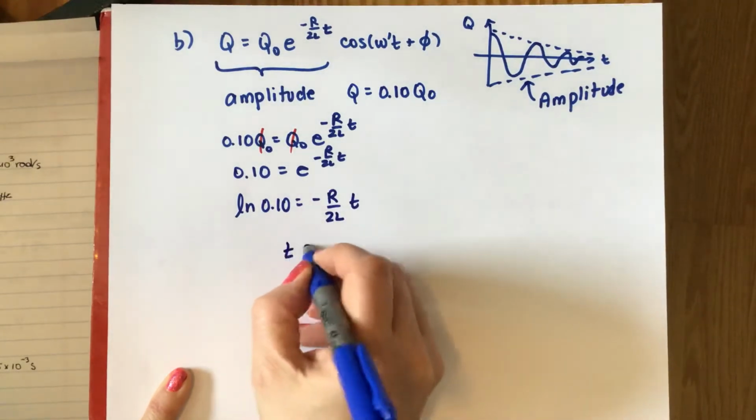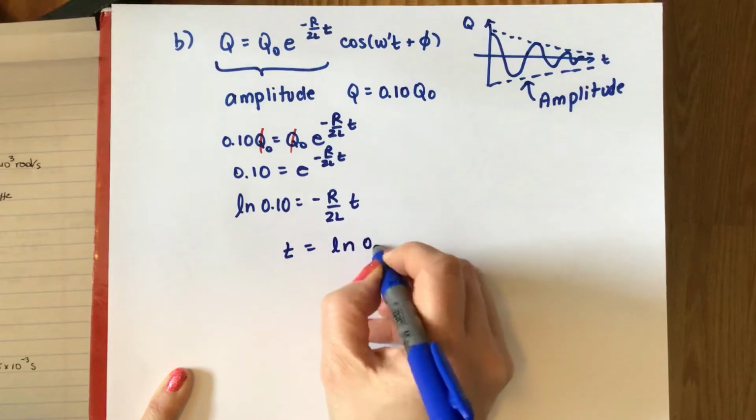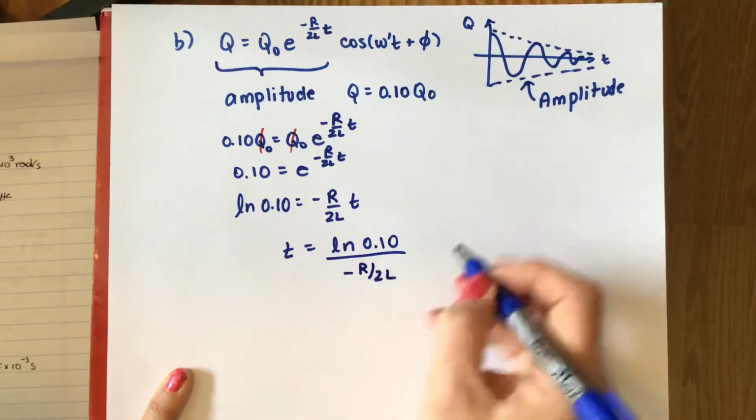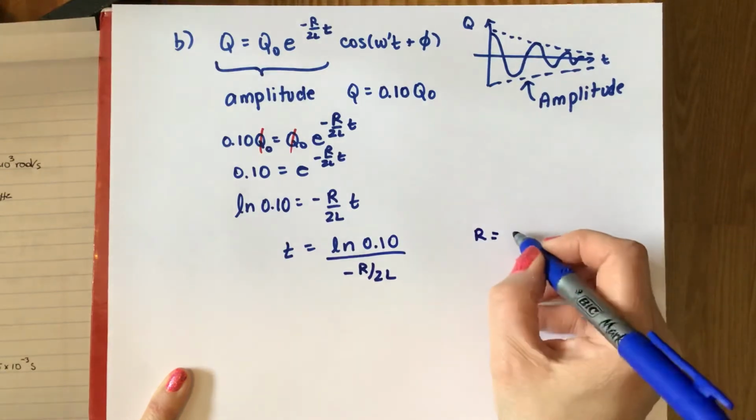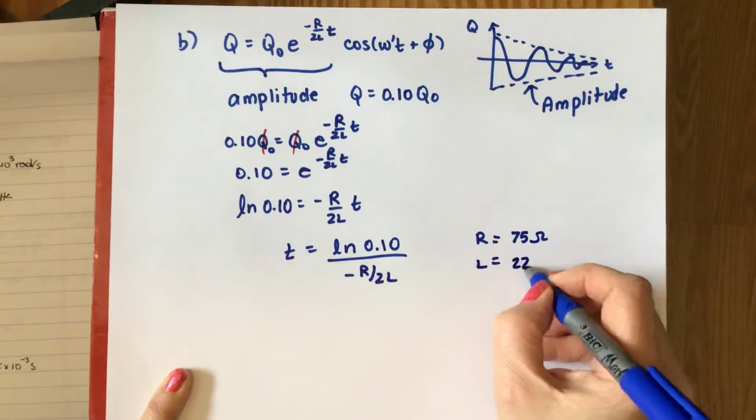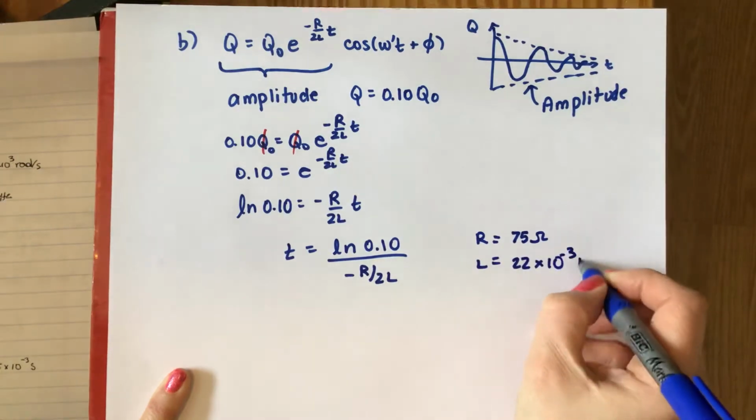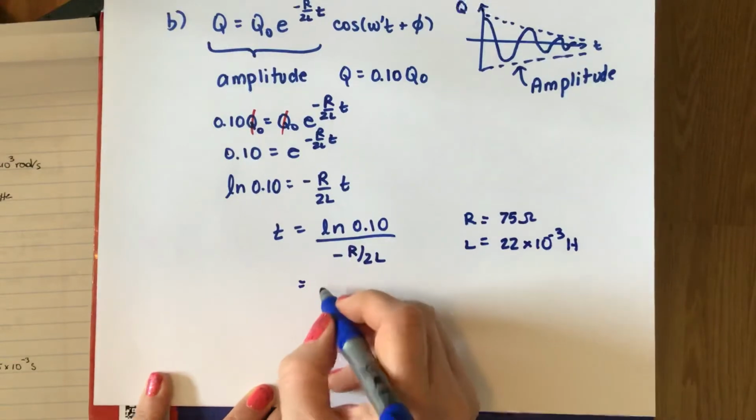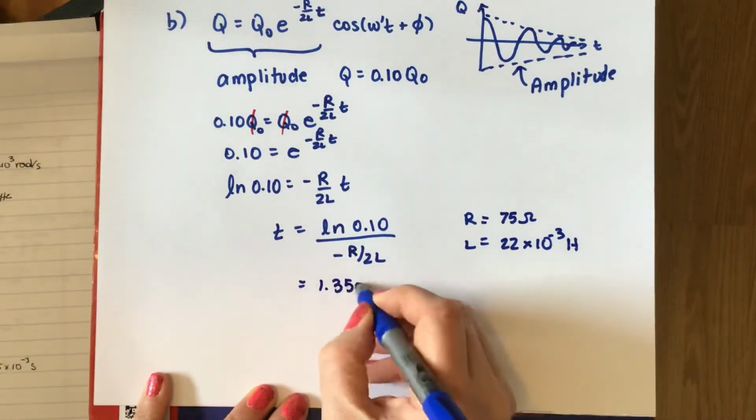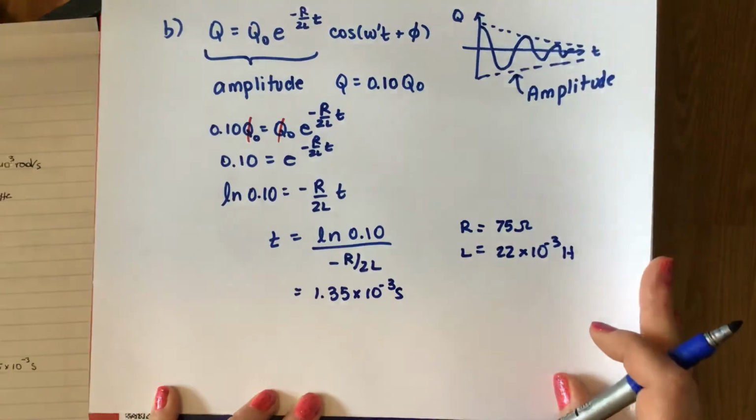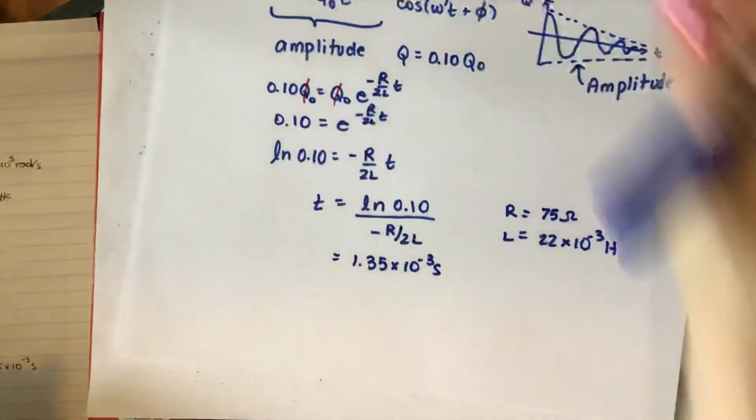Solve for t. t is equal to the natural log of 0.10 over minus R over 2L. Remember that R is 75 ohms. Our inductance L was 22 millihenries. So for that to get down to 10% of its value, it takes 1.35 times 10 to the minus 3 seconds. So it does not take very long to get down to that part.